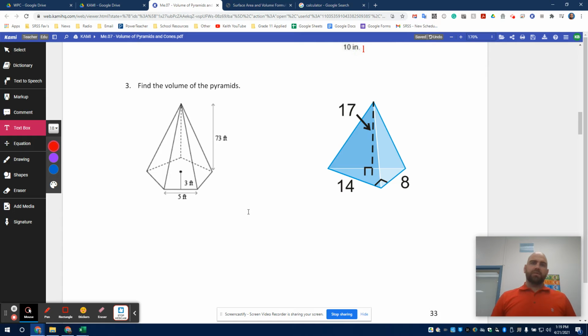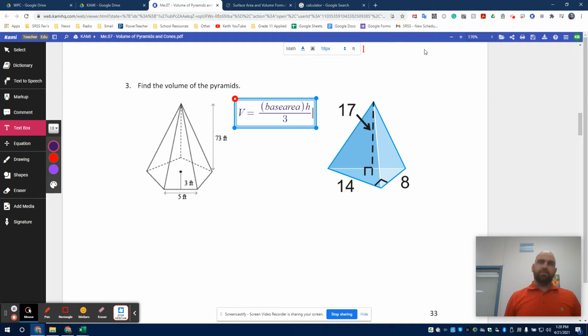All right, let's do a couple more examples here. Now we're moving away from our square and rectangular based pyramids, and we're moving into a pentagonal pyramid and a triangular pyramid, with a right angle triangle right here. What we're going to be using in both cases is the formula volume is equal to base area times height divided by 3. So we need to find the area of the base, multiply by the height, and then divide by 3.